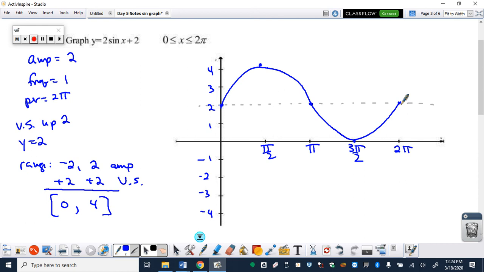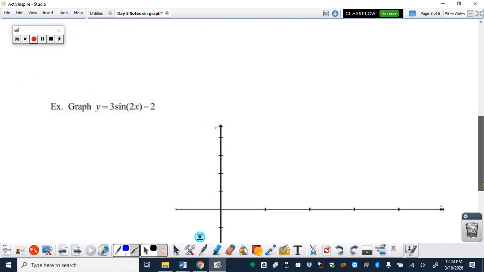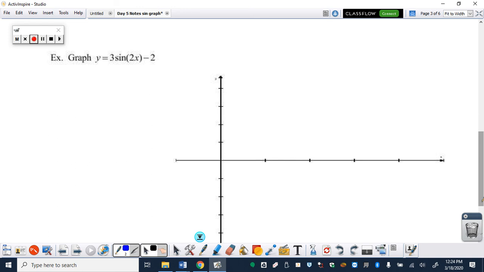The next one, we have a little bit of change of everything. We have a change in amplitude, a change in frequency, and a vertical shift. All right, so let's start from the beginning. Amplitude is equal to 3, so that means 3 units away from the midline. Frequency: this person is driving much faster, so it won't take as long to get an entire curve in. So the period is now 2 pi divided by 2, which is pi.